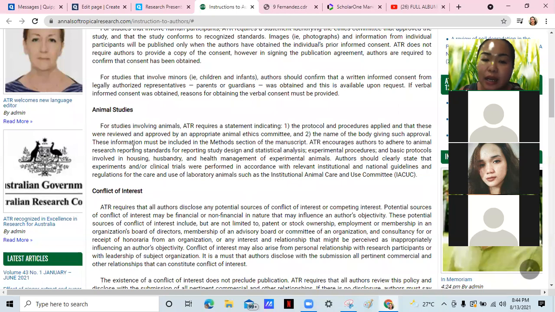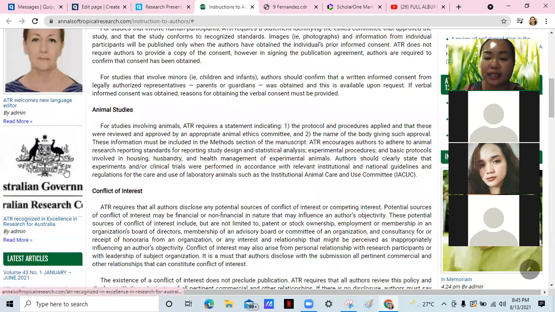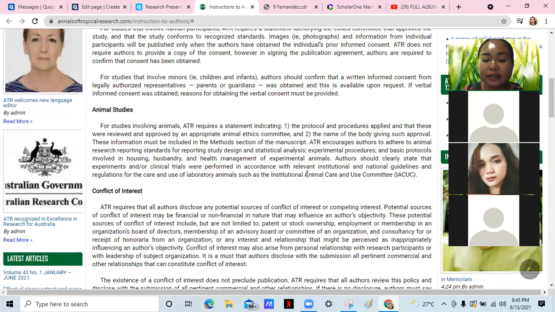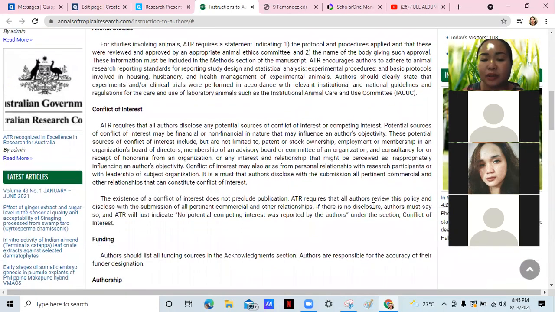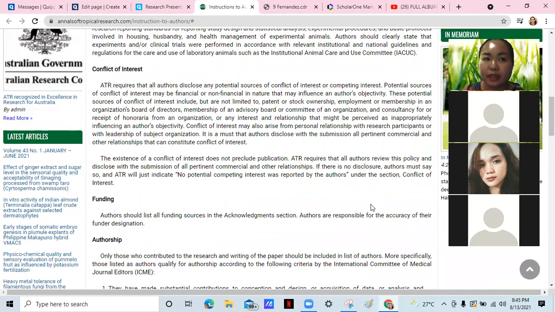The name of the body giving such approval should be indicated and mentioned in the methods of the manuscript. And this should encourage adherence to animal research reporting standards for reporting study design and statistical analysis, the experimental procedures, and basic protocols involved in housing, husbandry, and health management of experimental animals. For plants, it is good agricultural practice. And it should clearly state that the experiments or clinical trials were performed in accordance with the relevant institutional and national guidelines and regulations for the care and use of lab animals, such as the Institutional Animal Care and Use Committee. For example, because of the Animal Welfare Act, you should not kill the animals.